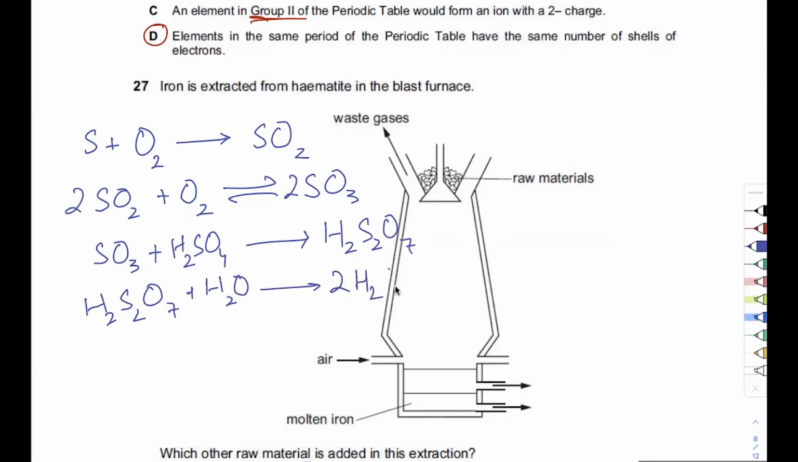So tell me, what are the raw materials here? Go on, don't be shy. There's no shame in making mistakes here. Oxygen, water, sulfur. Very good, Sabine.